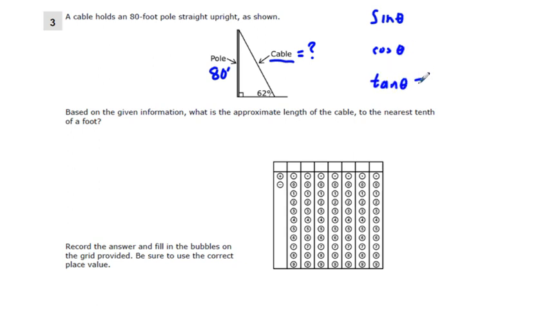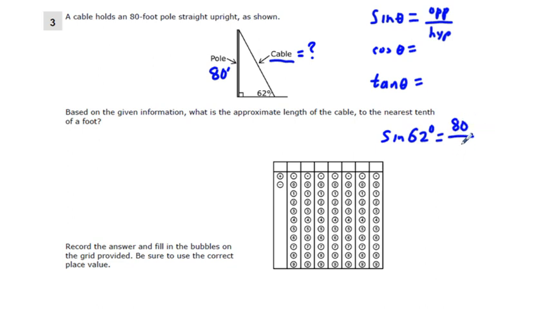And sine theta happens to be opposite over hypotenuse. And in this case, we're really trying to find out what the hypotenuse is here. So we would say the sine of our angle, 62 degrees, is equal to our opposite, which is 80, over our hypotenuse, which is our unknown.